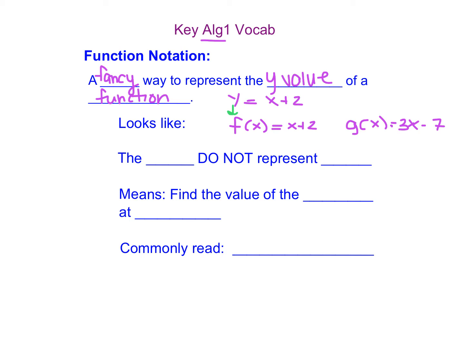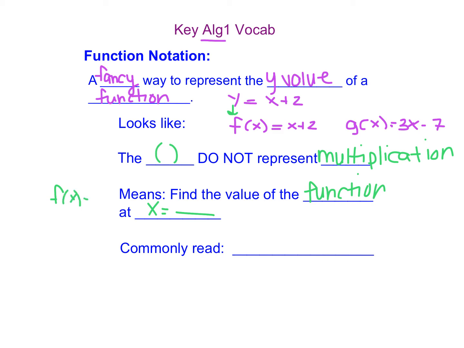Now, a couple of things that you need to note. First is that the parentheses do not represent multiplication here. This is fancy notation. So you'll need to note that these are not saying f times x. It's saying f of x, f is the name of your function. What this means is that you're going to find the value of the function at x equals blank. So f of x is the general term saying we don't know what x currently is, but if you see something like f of 3, what this is saying is you're going to turn x into 3 and evaluate the function at that value.